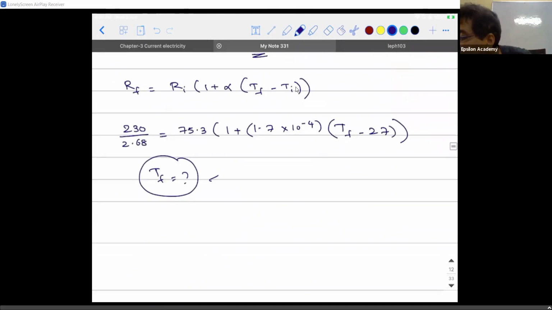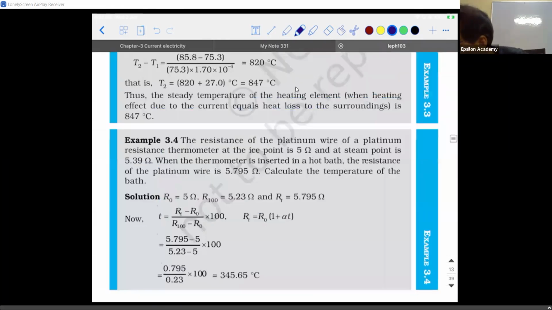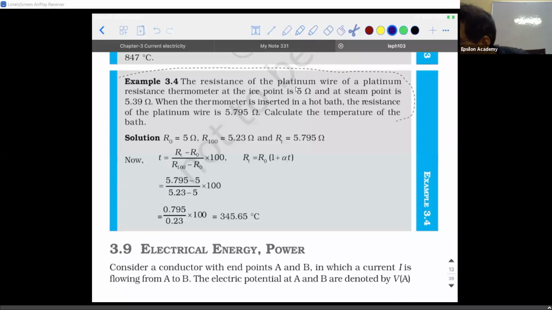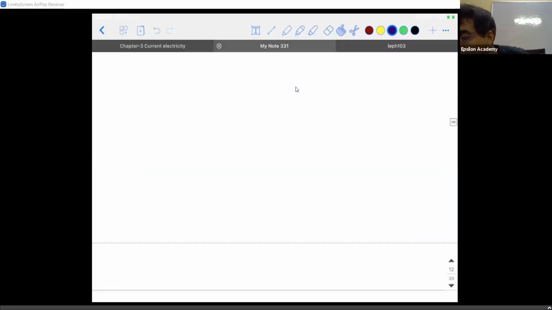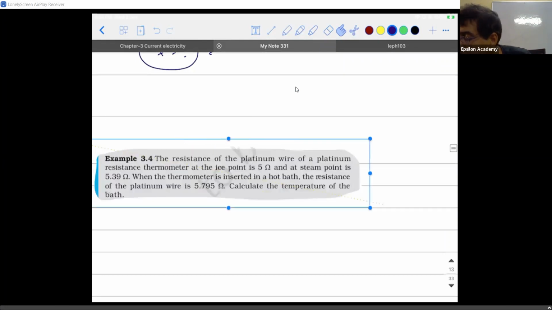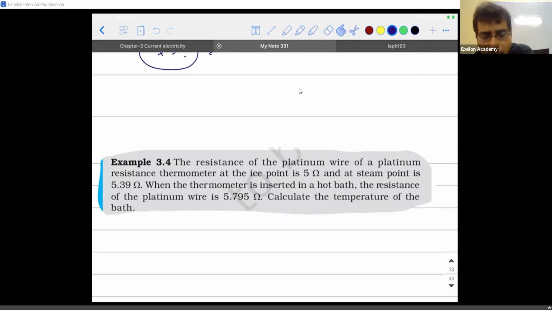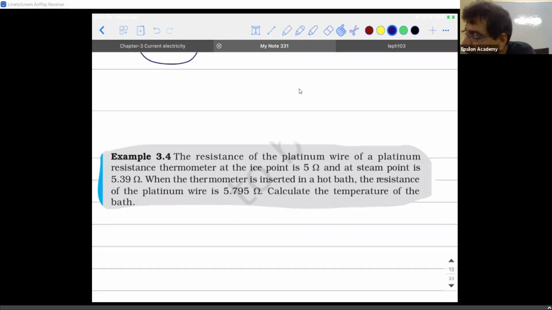Okay, let's see another question. The next one is interesting. Mithun, yes, they will give the value. Alpha will be given in the question, or sometimes if the question is about alpha, then they will not give it. For example, here you see, have they given the value of alpha? No. Okay, let's see what to do.